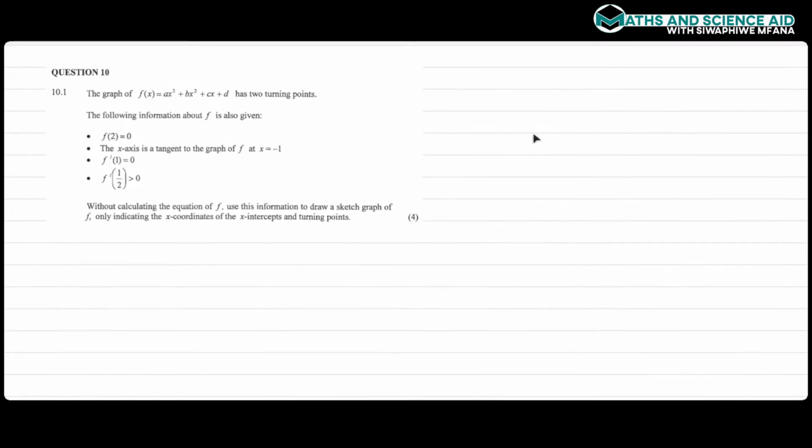Although this is still not exactly an optimization problem. So we've got a graph of f(x) = ax³ + bx² + cx + d, and we are told that it has two turning points. The following information about f is also given. We are told that f(2) = 0, therefore if x is equal to 2, f will be equal to 0.